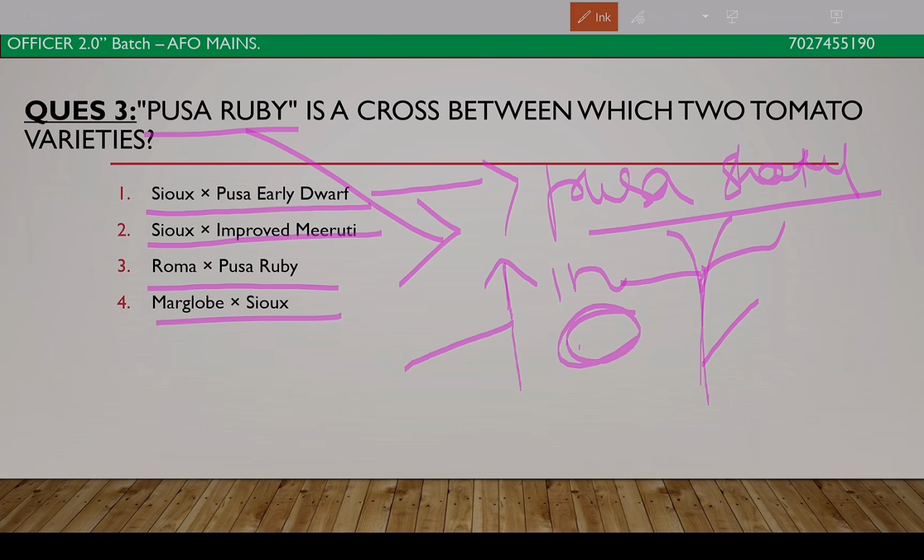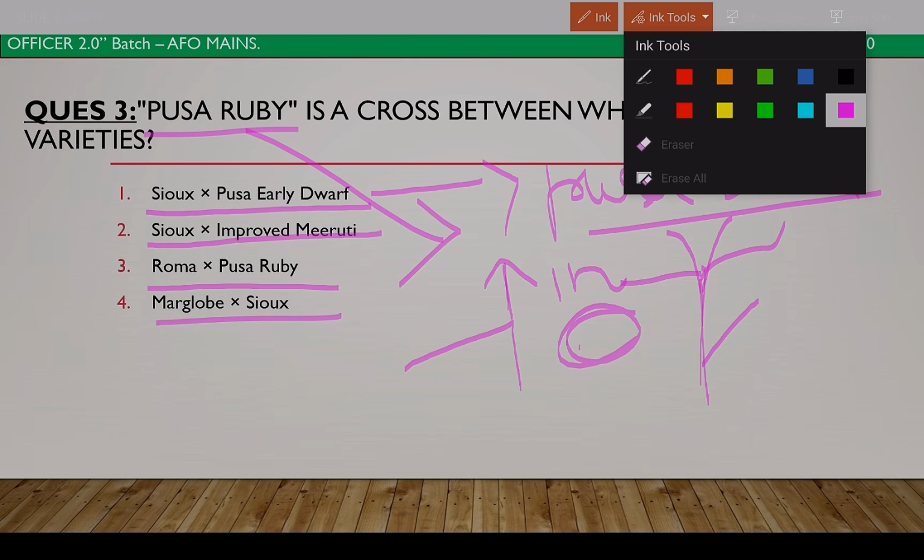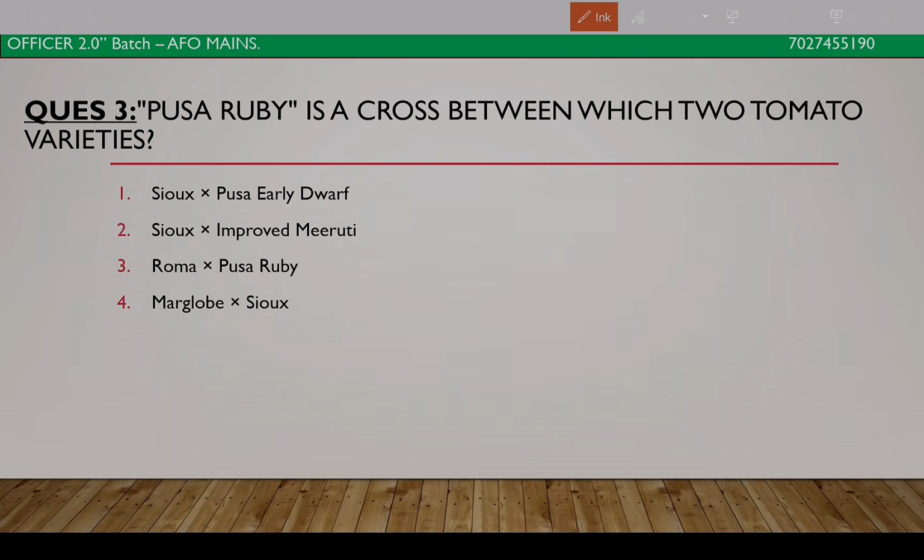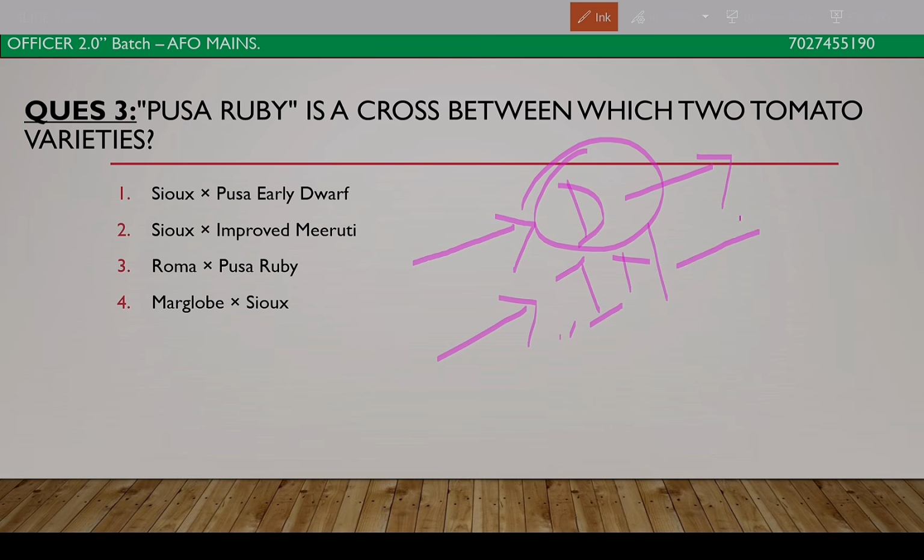Two things you must remember when you are reading about tomato: there are two types of varieties. One is determinate, and another is indeterminate. Most students get confused between these two. Sometimes the question asked is which variety we grow in polyhouse and which variety we grow in open field condition. In polyhouse, we grow indeterminate varieties.